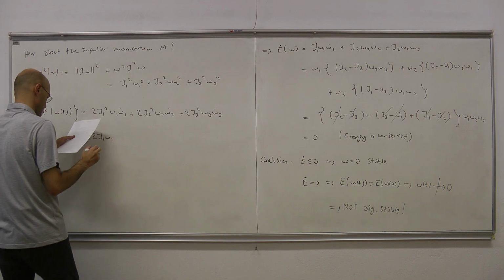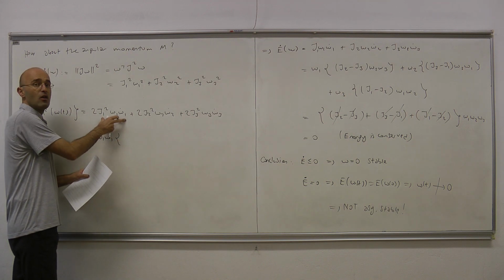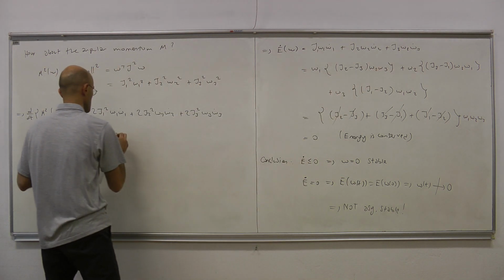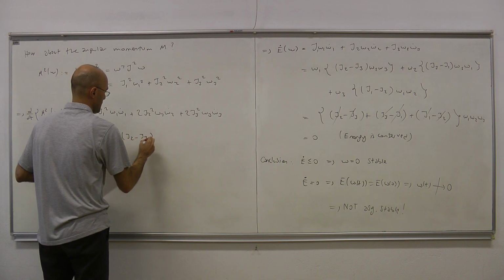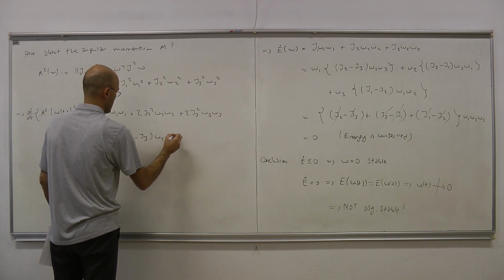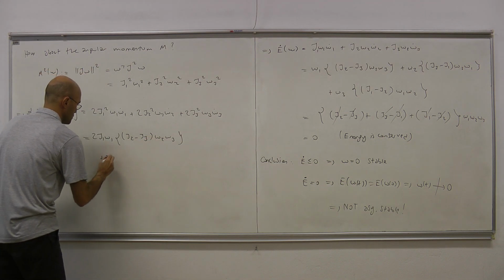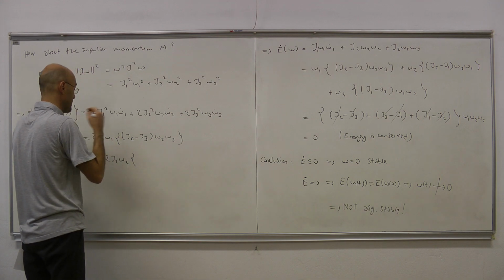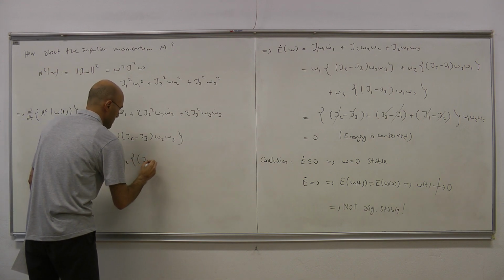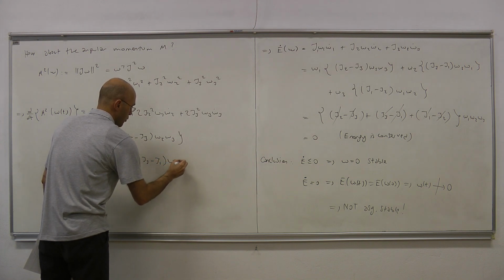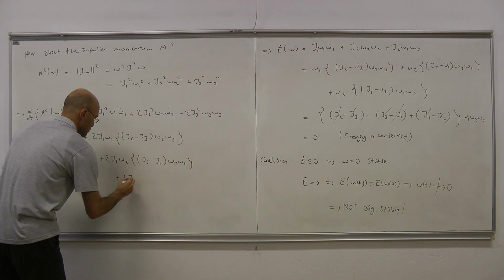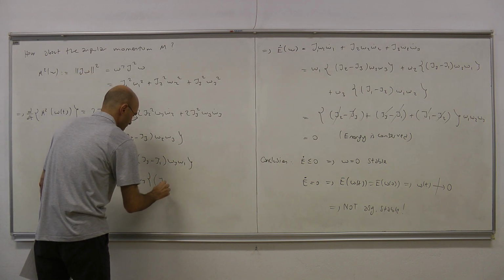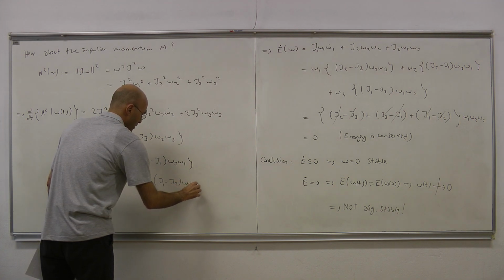And let's do that. 2J1 omega 1 times J1 omega 1 dot, which is J2 minus J3 omega 2 omega 3. Okay. Plus 2J2 omega 2 times J2 omega 2 dot, which is J3 minus J1 omega 3 omega 1. Finally, 2J3 omega 3 times J3 omega 3 dot, which is J1 minus J2 omega 1 omega 2.